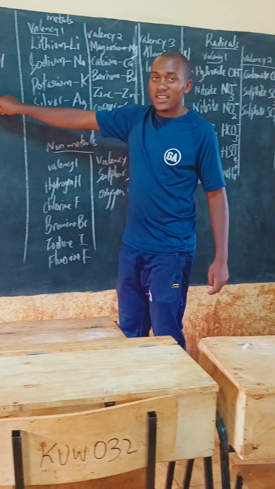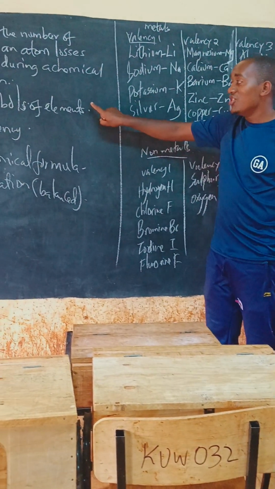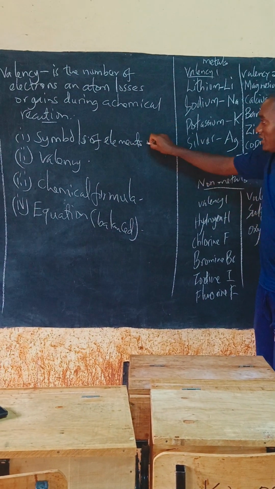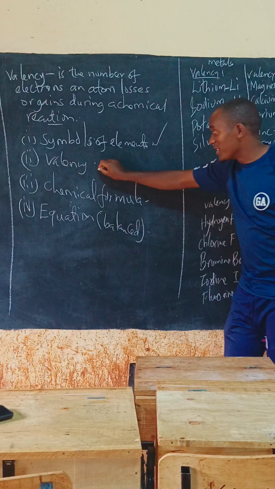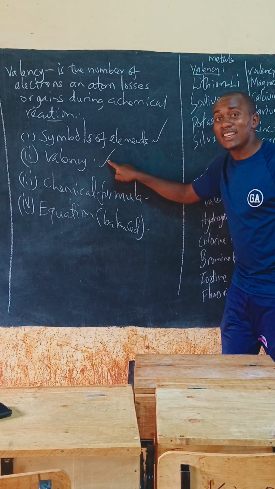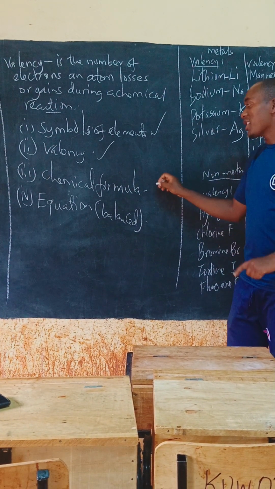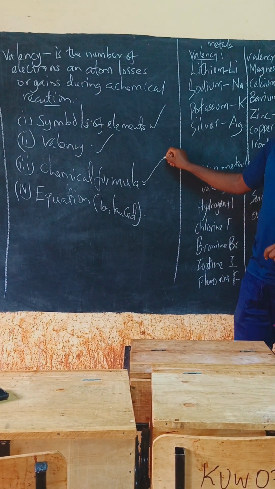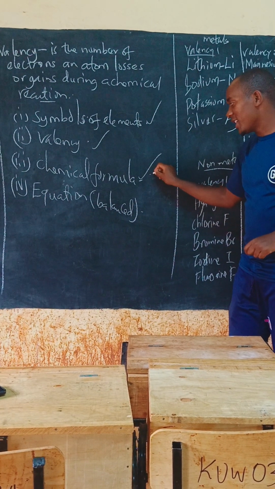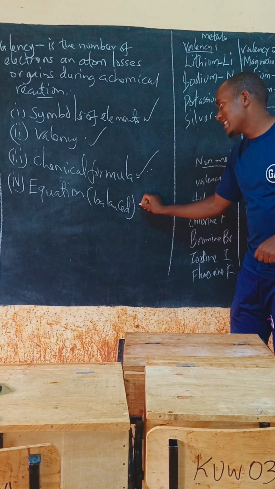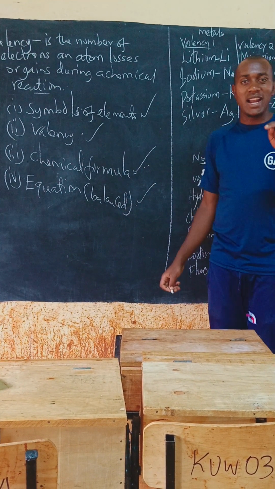After knowing the symbol of the element, you must know the valence. After knowing the valence and it's in your head, you can know how to write the chemical formula. After knowing how to write the chemical formula, you can now write the equation and balance it.